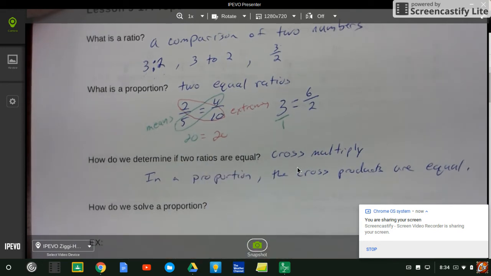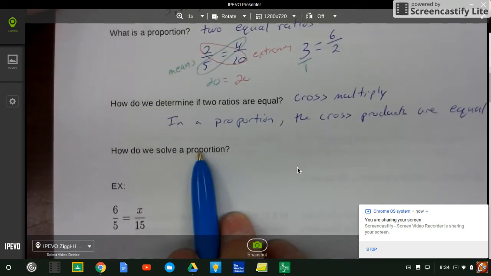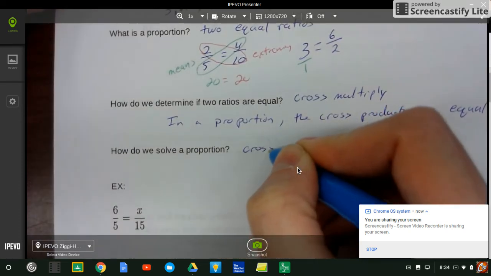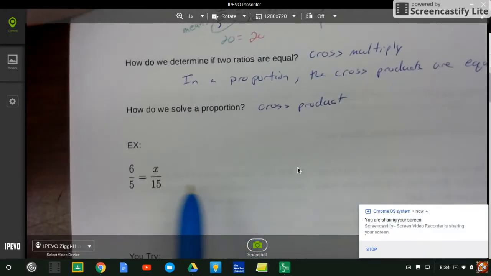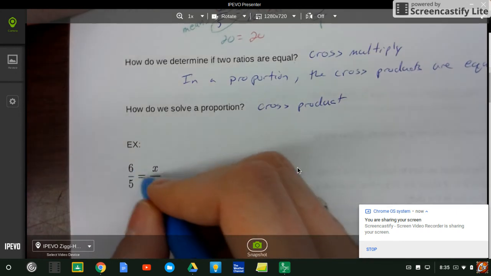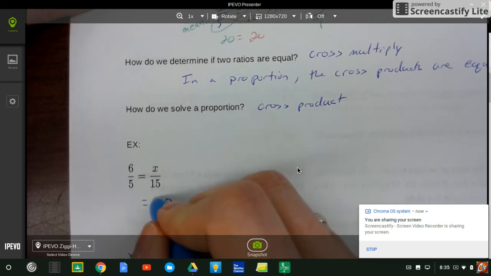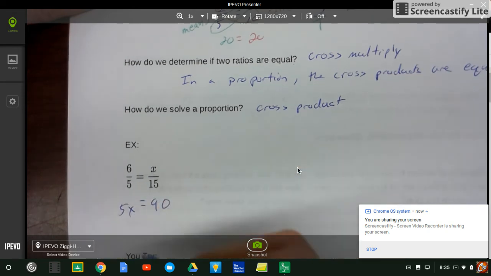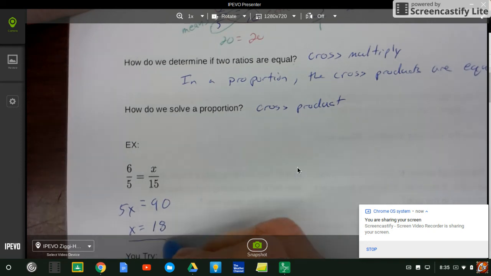We can use that same idea when we go to solve a proportion. Okay, we're still going to use that cross product to solve, or cross multiply. So for example, 6/5 over x/15. So I can multiply 6 times 15, which is going to be 90, and that's 5x, and then x equals 90 divided by 5, which is 18. So x has to be 18. There we go.